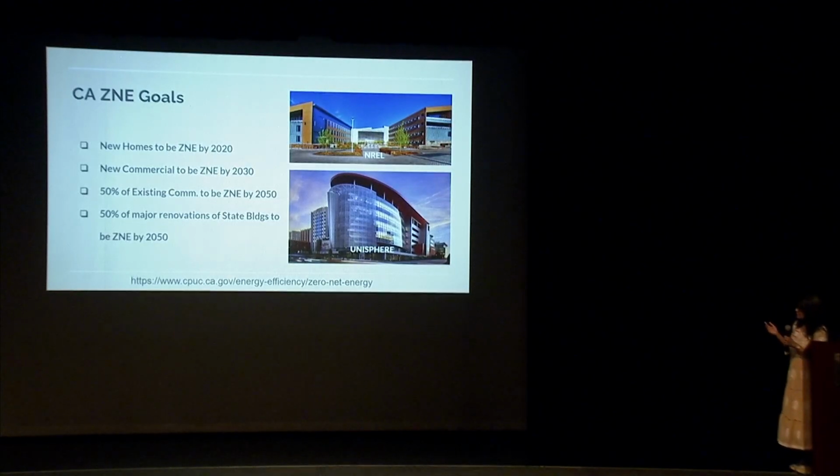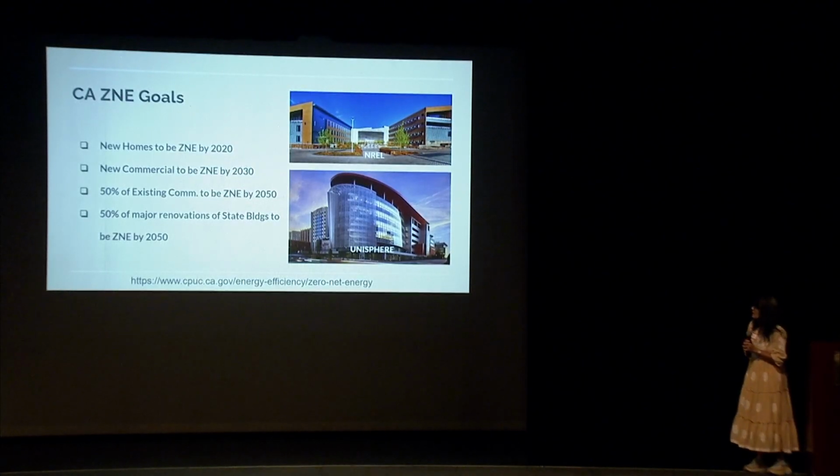These are just some of the goals that California, the state government, has set for California buildings. If you look at the first one, new homes, ZNE, by the way, is zero net energy. Zero net energy is when all of the energy that a building needs and uses is offset by renewable energy. Photovoltaics is the most common form of renewable energy that's used. So that's what ZNE is.